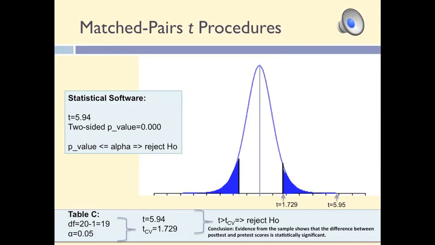If we use table C instead of software, we first have to find out the critical value of t for 19 degrees of freedom and the two-sided alpha of 0.05. The critical value is 1.729. The test statistic, which is 5.94, is larger than the critical value, so we can reject the null hypothesis. In conclusion, based on the evidence from our sample, we can say that the difference between post-test scores and pre-test scores is statistically significant.